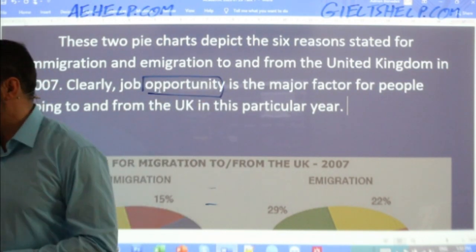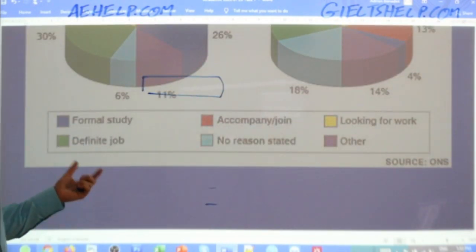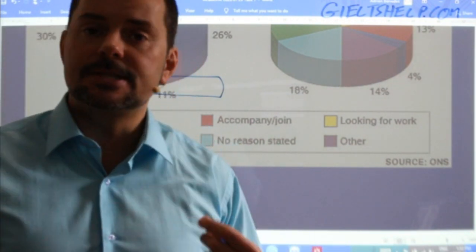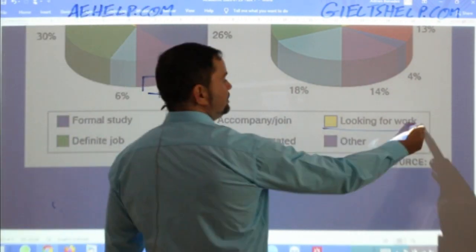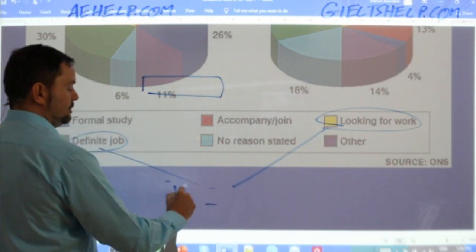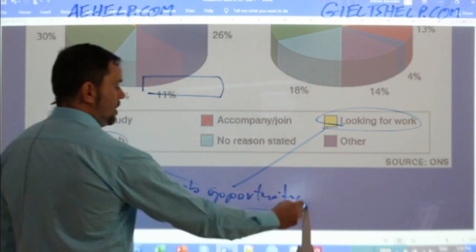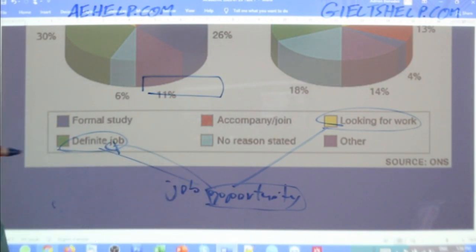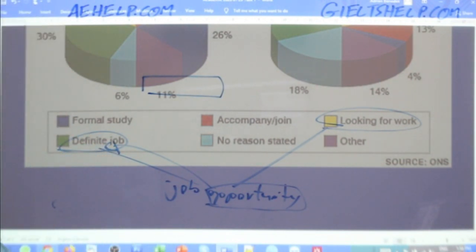In university, the professor would say, well, if I don't see the graph, right? Remember what I say, students, you have to write in such a way that if somebody does not see the graph, it's still clear and it's not confusing for them. Looking for work and definite job could both be job opportunity. So job opportunity does not accurately paraphrase definite job. It's confusing. Okay? Yeah, I think Kesey picked that up.